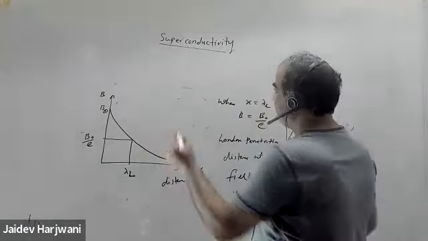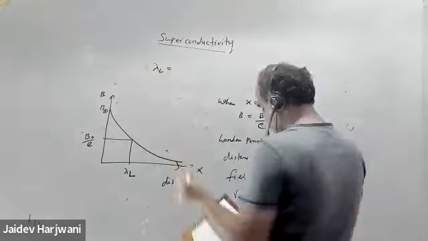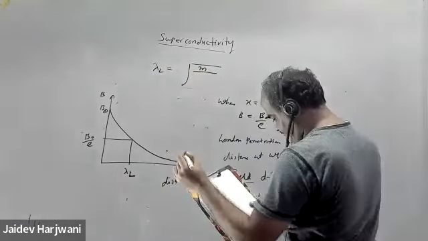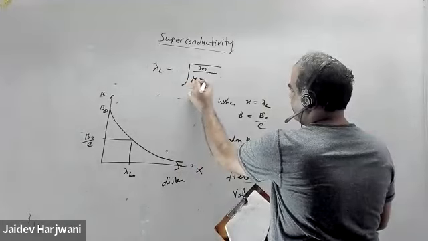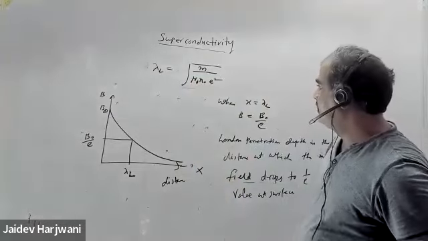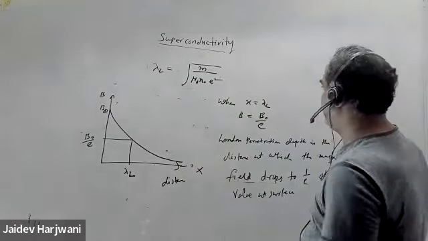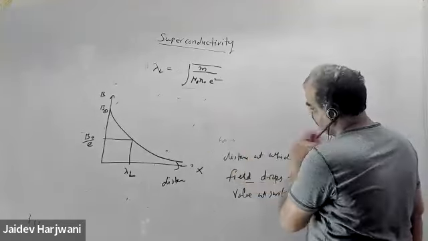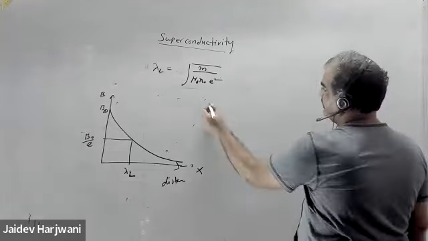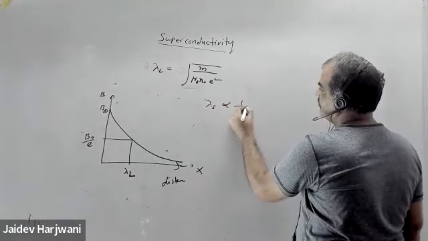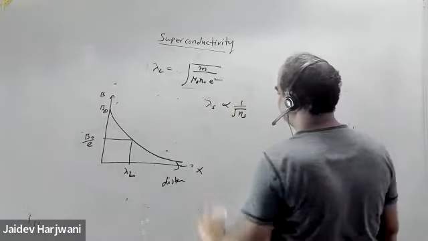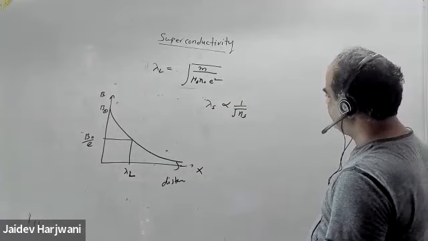So we can understand this in this way. Lambda L is under root of m by mu 0 ns e square. This is your formula for penetration depth. Now you can see here your penetration depth lambda L is inversely proportional to under root of ns. Ns is the super electron current density, or density of electrons.